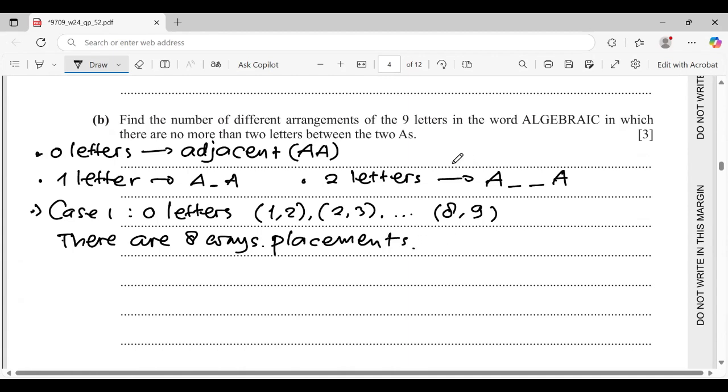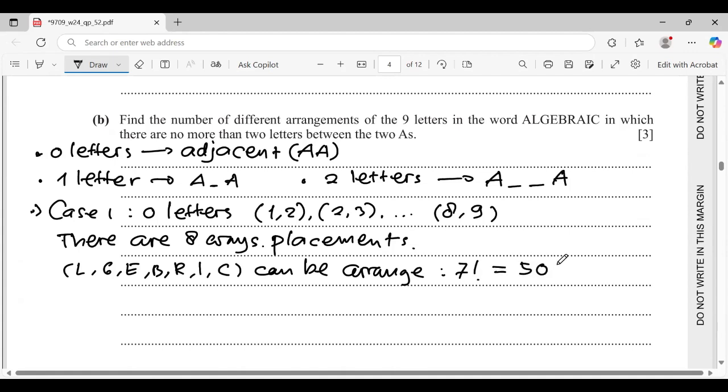Okay. And the remaining seven letters, L, G, E, B, R, I, and C, can be arranged in 7 factorial, 5040 ways. So case one, contributions of case one.